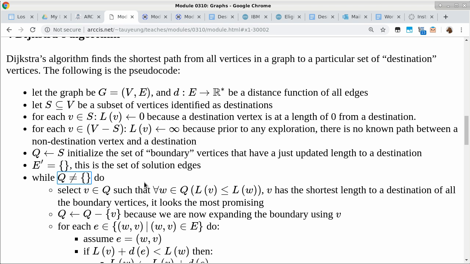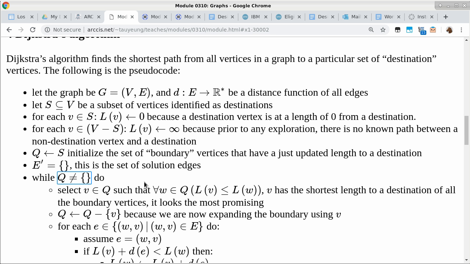Dijkstra's algorithm is in many ways easier to understand compared to the A-star algorithm. One reason is the while loop is pretty simple. As long as we still have vertices that might cause changes to the L value of other vertices in Q, don't stop. Keep doing stuff until Q itself is empty. Is that okay?